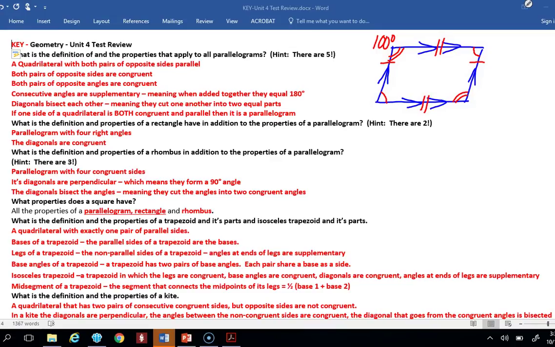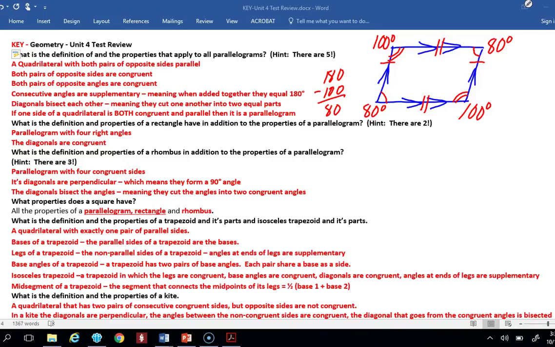So for me to find this, I could go 180 minus 100. That equals 80. So this angle down here is 80. And this angle up here is 80 because they're both next to the 100-degree angle. Then the two arc angle down here at the bottom right is supplementary to both the 80, and 180 minus 80 is 100. So this angle down here would be 100 degrees. That's what it means by consecutive angles are supplementary.